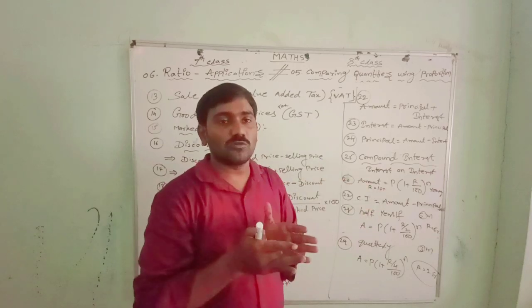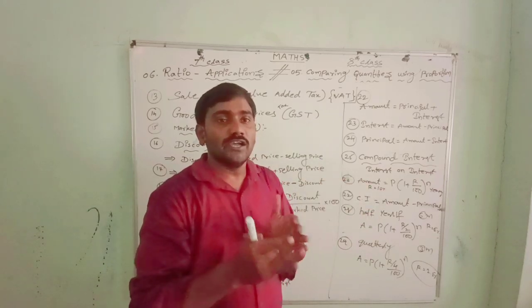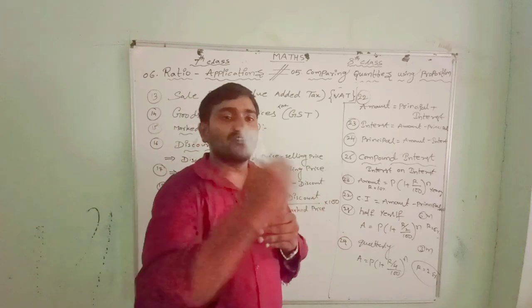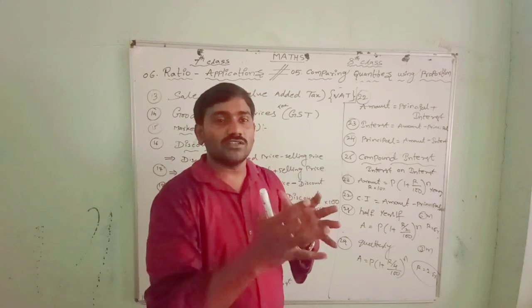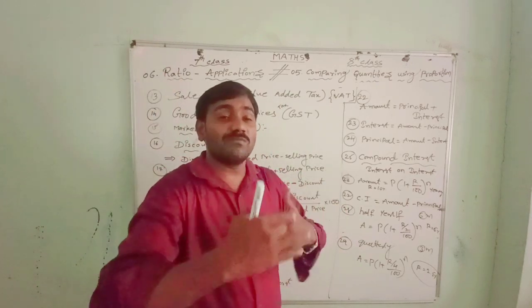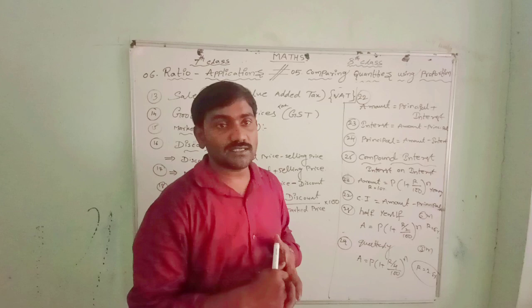Suppose you have taken 10,000 rupees. After 3 months it became 11,000. They will put interest on 11,000. Then after 3 months the amount becomes 13,000. Then they will put interest on the 13,000. For every 3 months they will keep a compound interest.